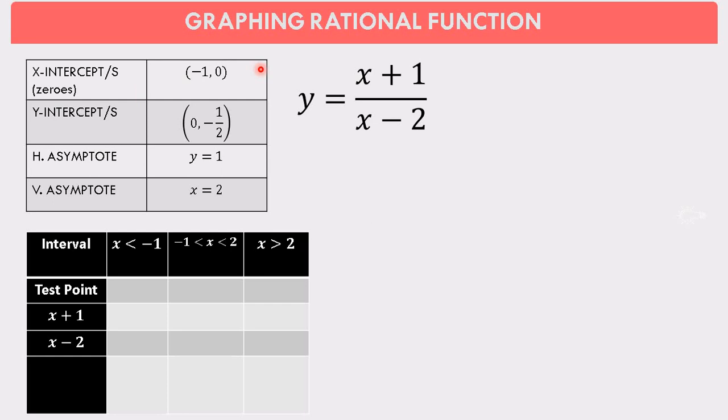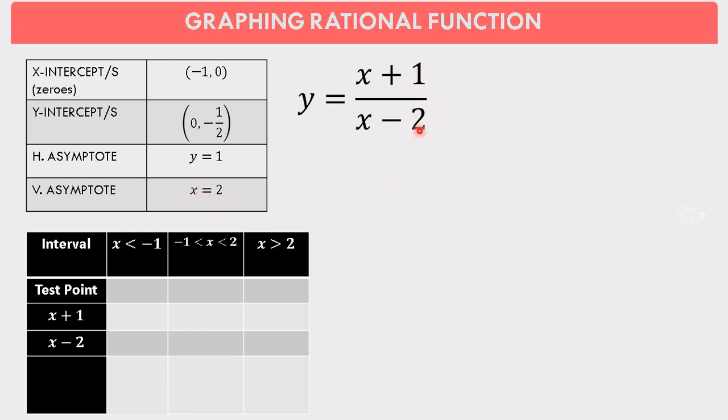Graphing rational functions. So again, we have the first rational function given. So we now have the information from a while ago, the intercepts and the asymptotes. So x-intercept negative 1, 0, y-intercept 0, negative 1 half, horizontal asymptote y equals 1, and vertical asymptote x equals 2. So the next thing to do is we will construct a sign table for this given function.